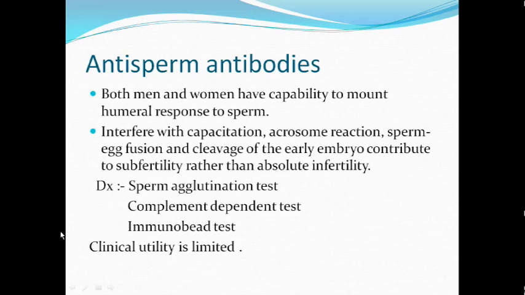And for detecting anti-sperm antibodies, both men and women have the capability to mount a humoral response to sperm, and it interferes with capacitation, acrosomal reaction, sperm-egg fusion, and cleavage of the early embryo, contributing to subfertility rather than absolute infertility. Different tests are available. These are the sperm agglutination test, complement dependent test, and immunobead test. By these tests you can detect anti-sperm antibodies, but clinical utility is limited.